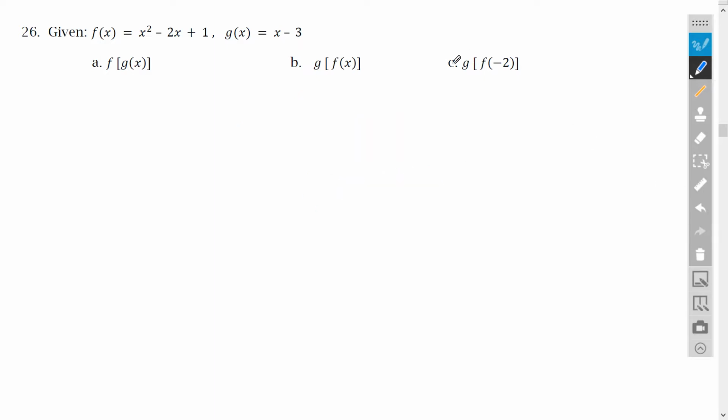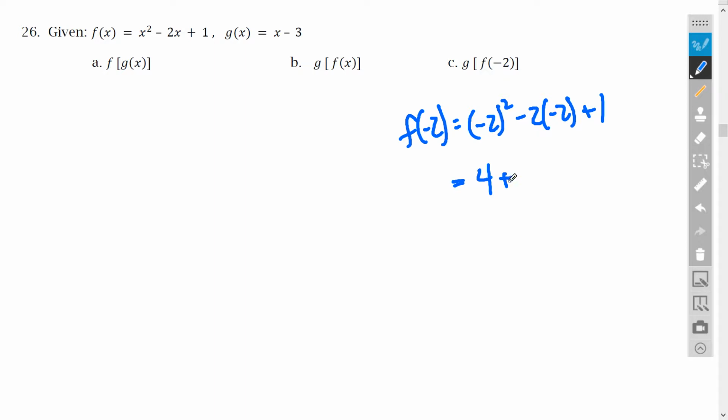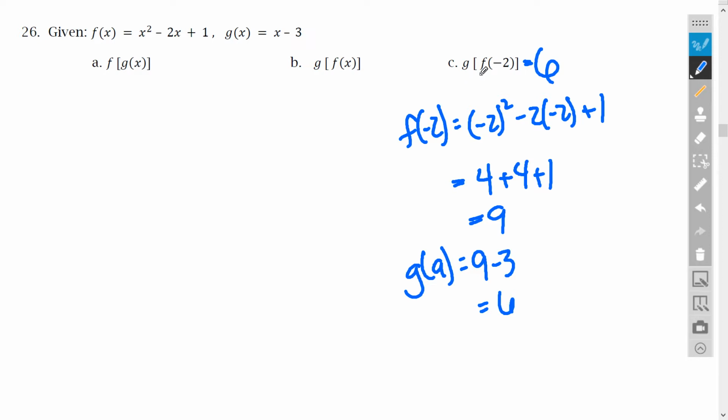And then for letter C, g of f of negative 2. Okay, so that means negative 2 gets plugged into the f function, and then whatever that is gets plugged into the g function. So let's plug negative 2 into the f function. So that's negative 2 squared minus 2 times negative 2 plus 1. That's 4 plus 4 plus 1, so that's 9. And then I'm going to plug 9 into the g function, so g of 9, which is 9 minus 3, which is 6. So g of f of negative 2 is equal to 6.